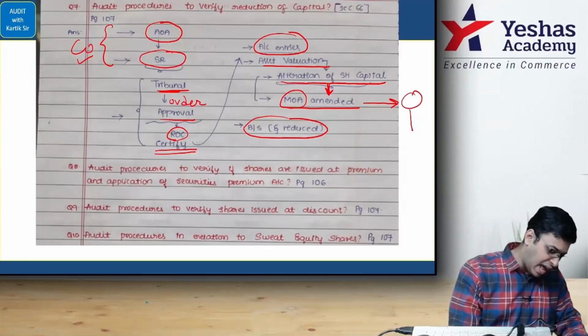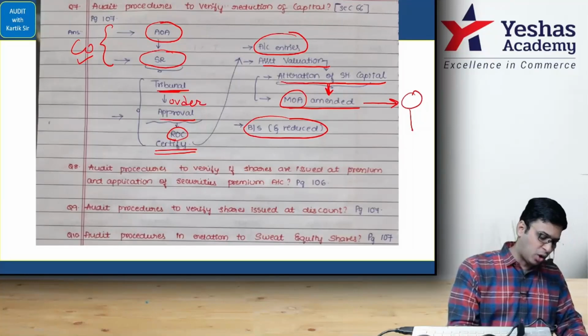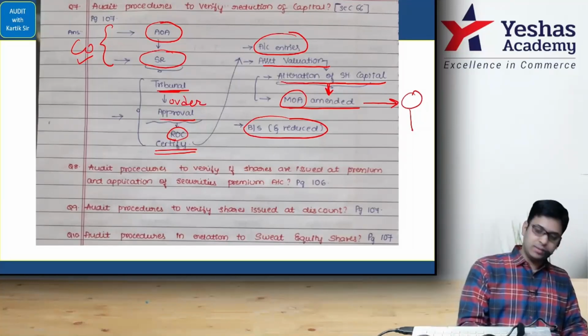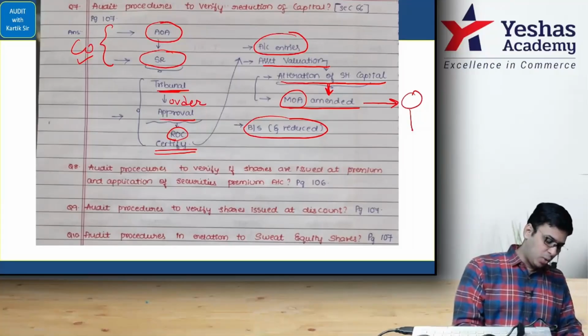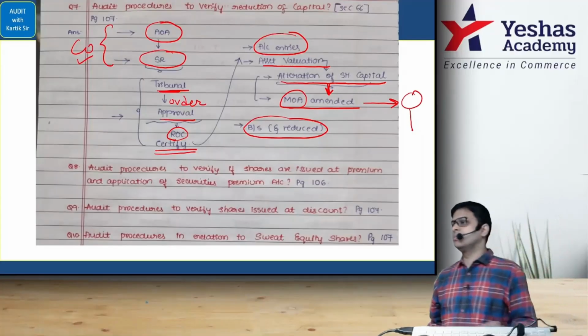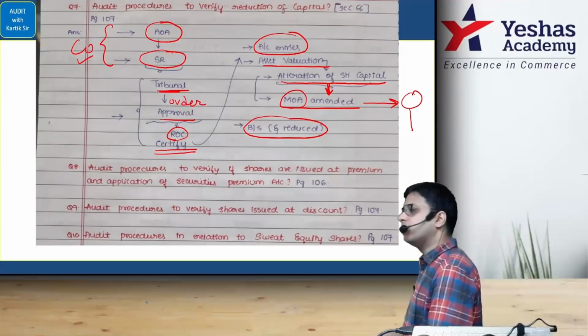Next one, please see this. Confirm that the words 'and reduced', if required by the order of the tribunal, have been added to the name of the company in the balance sheet. And finally, my dear student, verify the MOA of the company has been suitably amended. Are you there with me? Yes or no? Comfortable? Please copy this first.